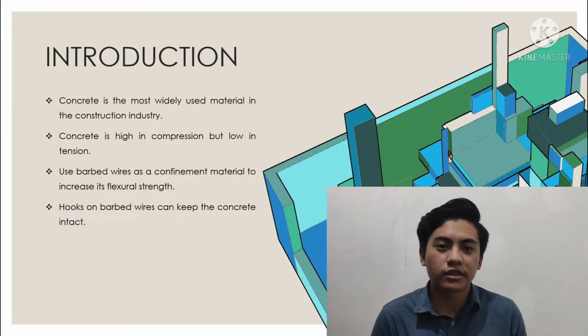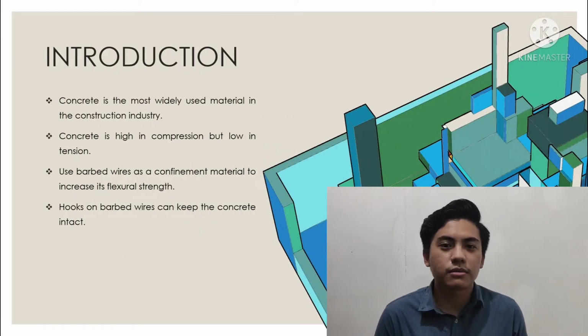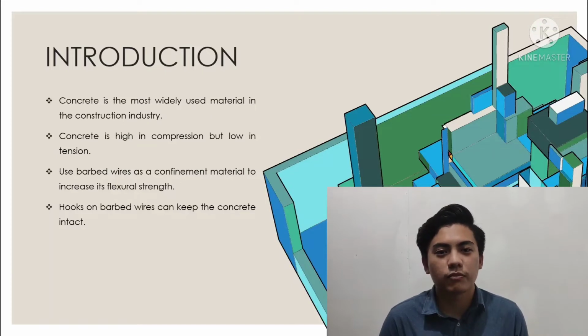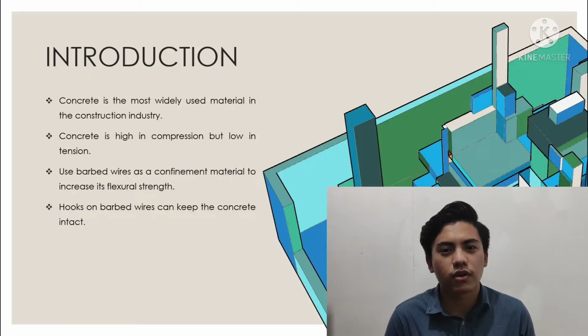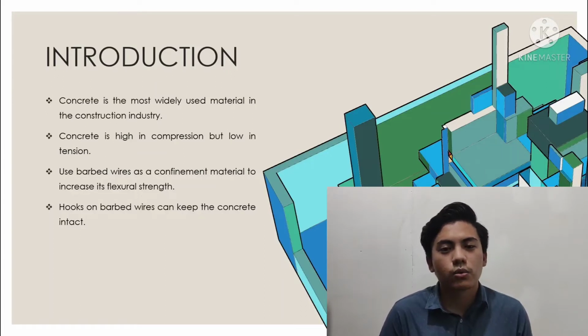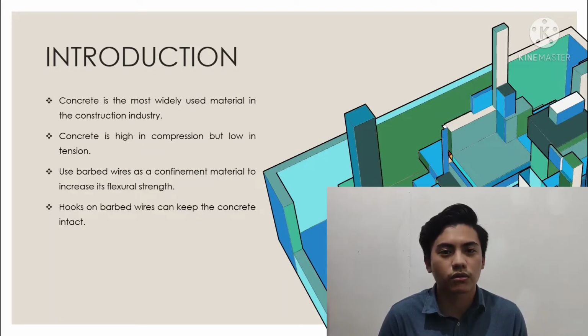Let's start off with the introduction. Concrete is the most popular building material in the construction industry. It is mainly used to build slabs, footings, and beams. But concrete has one major flaw. It is very brittle. Concrete is very high in compression but very low in tension, meaning it cannot withstand high amounts of flexural stress. So, we propose to use barbed wires as a confinement material for concrete.